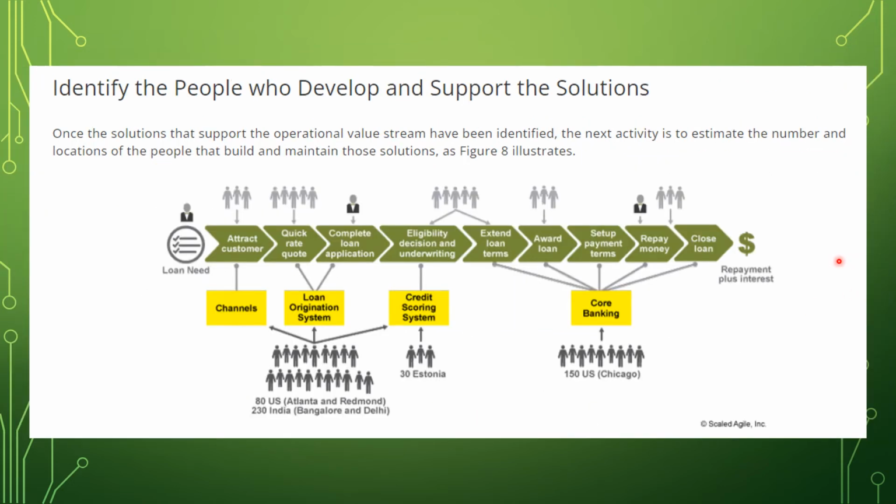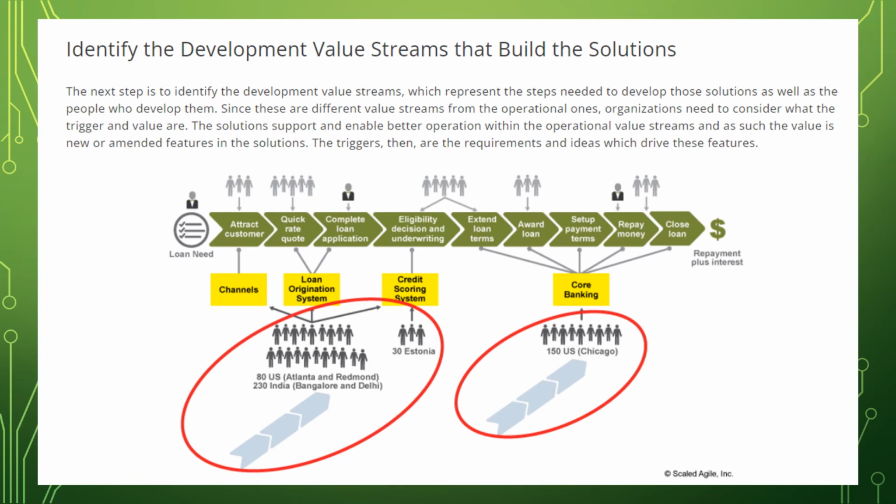So once you identify the solution, the third step is identifying the people who develop and support the solution. Basically you need your development team, your testing team, your automation team, all these people, right? Here they're identifying 230 people in India, 80 people in US, right? 30 people in Estonia and 150 people in US, right? So these are the ways we can identify people.